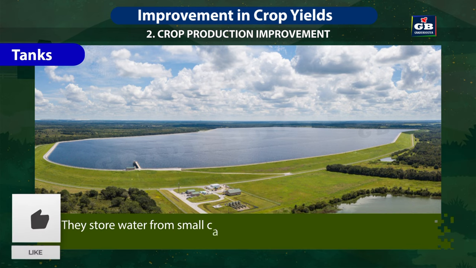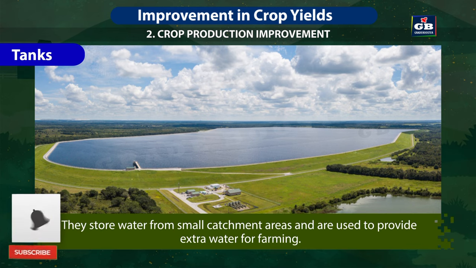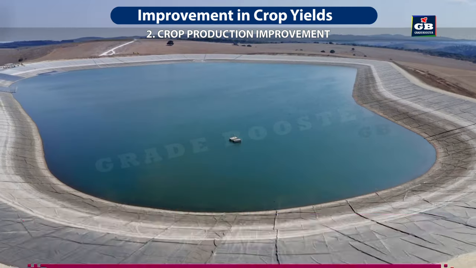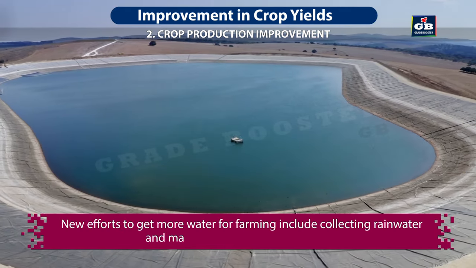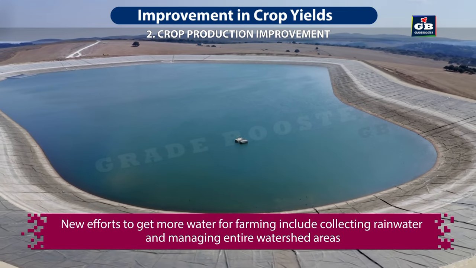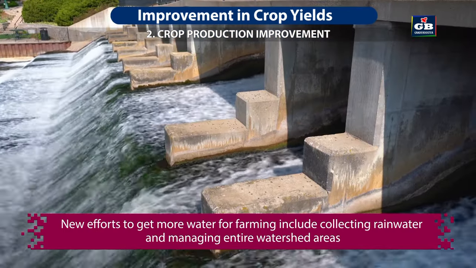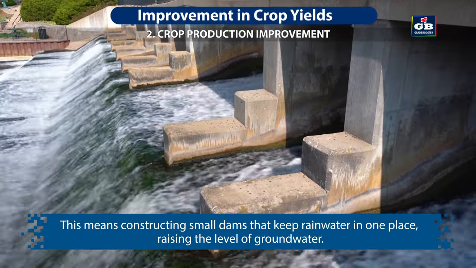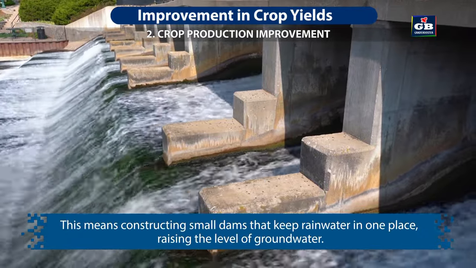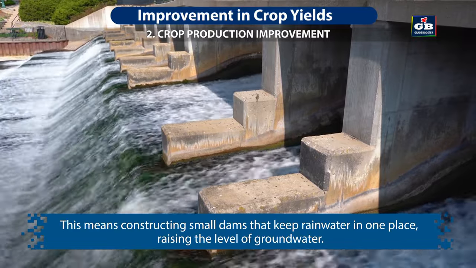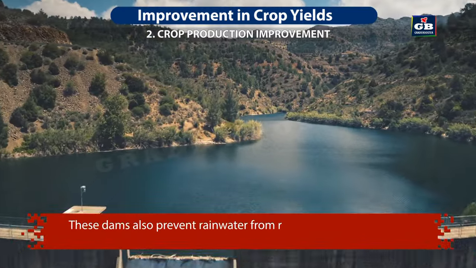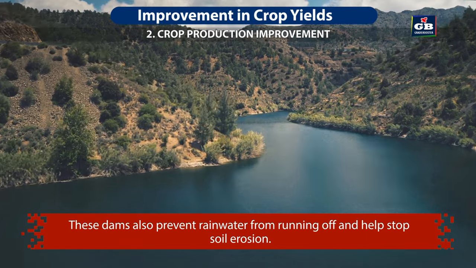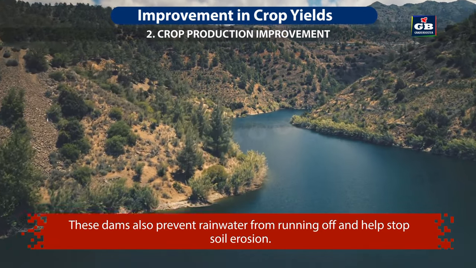They store water from small catchment areas and are used to provide extra water for farming. New efforts to get more water from farming include collecting rainwater and managing entire watershed areas. This means constructing small dams that keep rainwater in one place and raising the level of groundwater. The dams also prevent rainwater from running off and help to stop soil erosion.